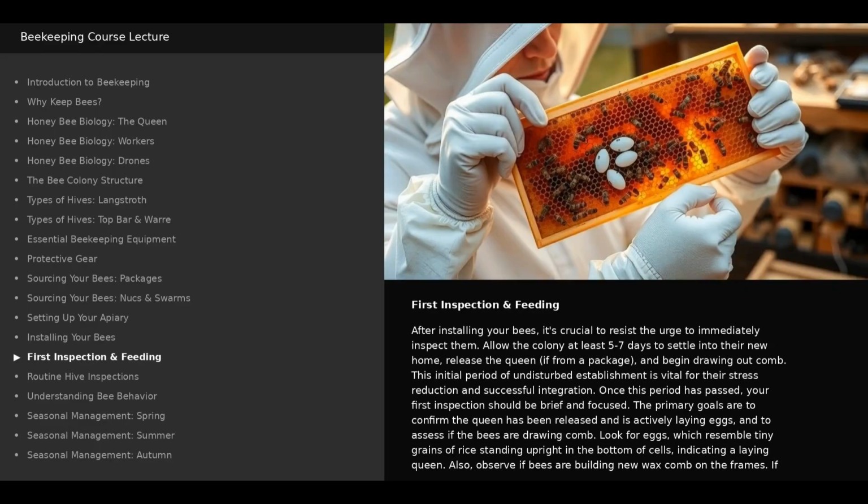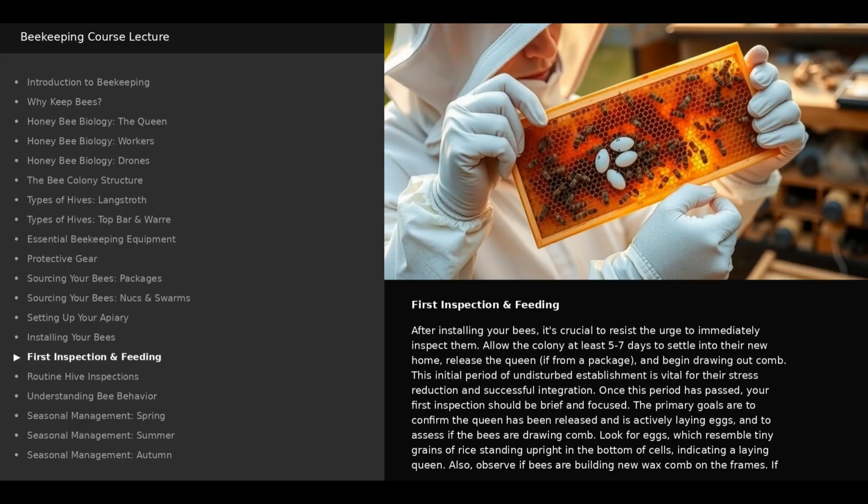First, inspection and feeding. After installing your bees, it's crucial to resist the urge to immediately inspect them. Allow the colony at least 5 to 7 days to settle into their new home. Release the queen, if from a package, and begin drawing out comb. This initial period of undisturbed establishment is vital for their stress reduction and successful integration.